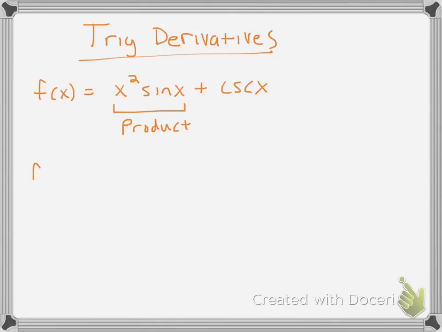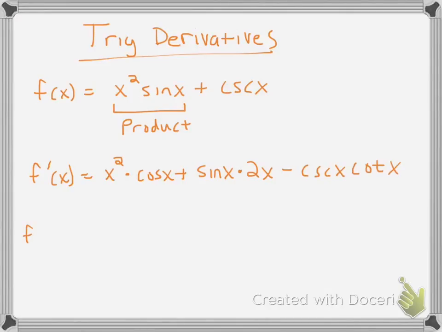So when we take our derivative, we'll take our first part, which is x squared, multiply it by the derivative of sine x, which is cosine x, plus your second part, sine x, times the derivative of x squared, which is 2x. Now that's just the x squared sine x part, that's the derivative of that. You still have to take the derivative of cosecant x, which is going to be a negative cosecant cotangent.